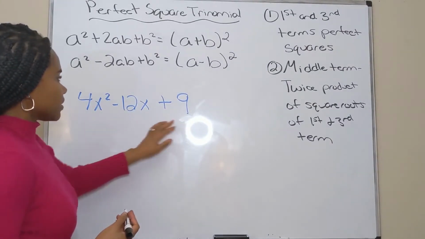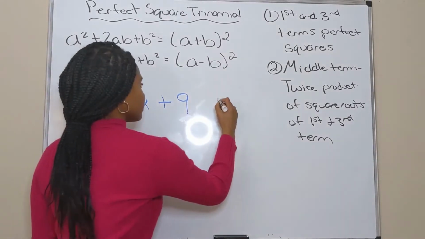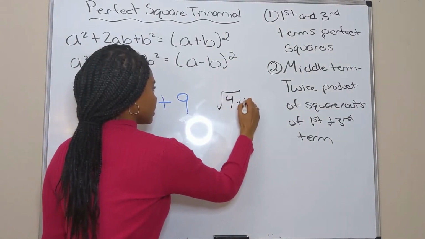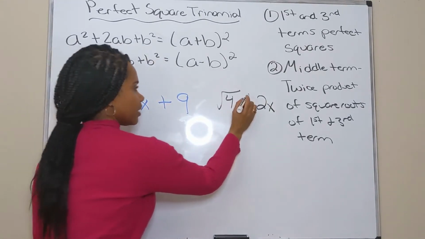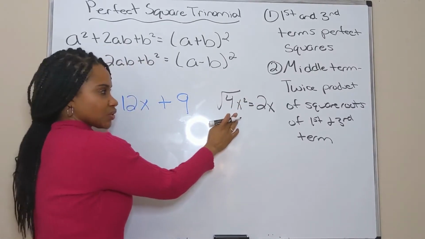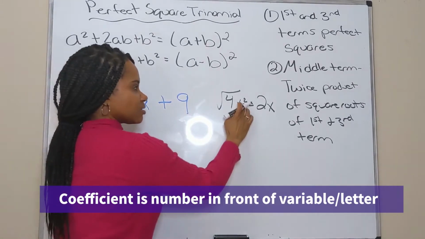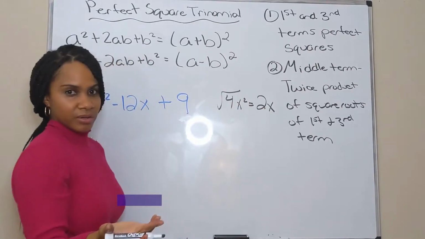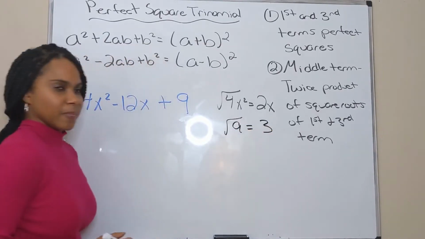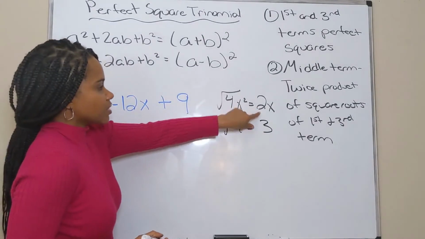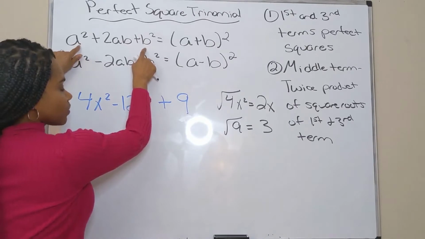So my first and third terms are perfect squares because the square root of 4x squared is 2x. You just take the square root of your coefficient, and the exponent has to be even, so you just take half of the exponent to take the square root of it. If that were x to the 6th, then this would be 2x to the 3rd. And of course, the square root of 9 is 3. And so that would be considered my a and b, because we've done the reverse by taking the square root of it.